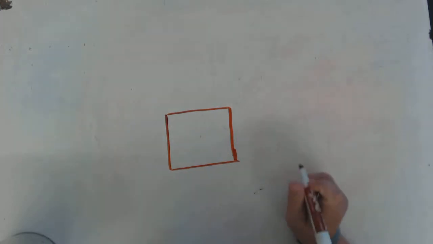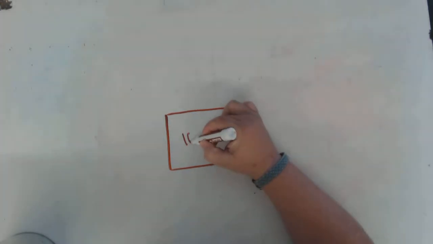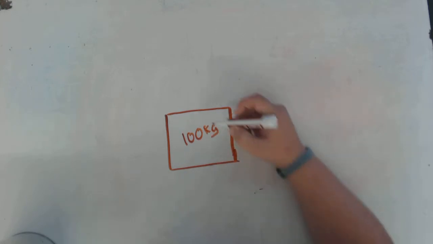So in this problem I have a crate, and that crate has 100 kilograms of mass. It's just sitting there on a wooden floor. We're going to say that it's a frictionless surface, so we're not going to deal with any forces of friction. Actually, friction will be the next subject. And we have two people pushing this crate.